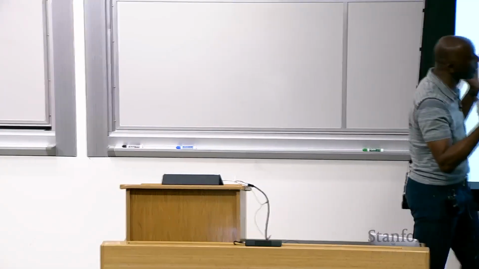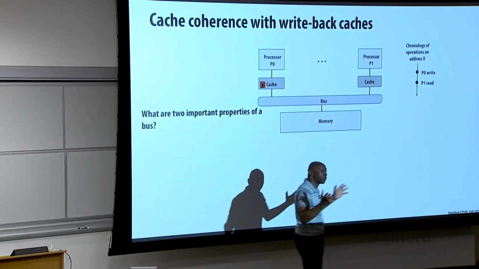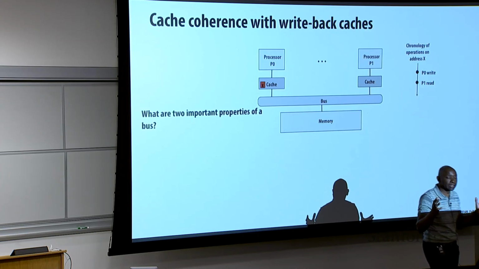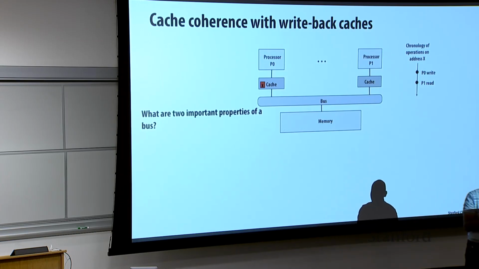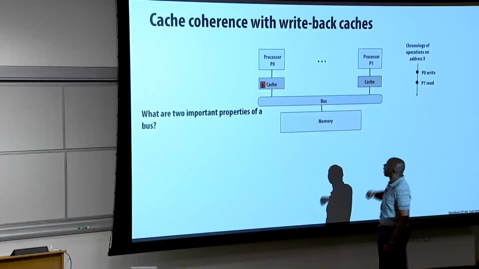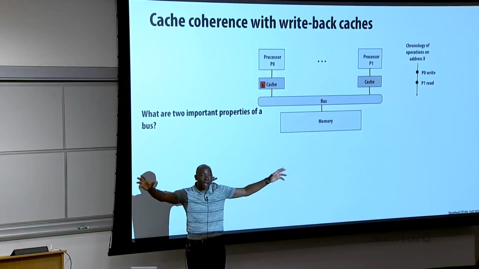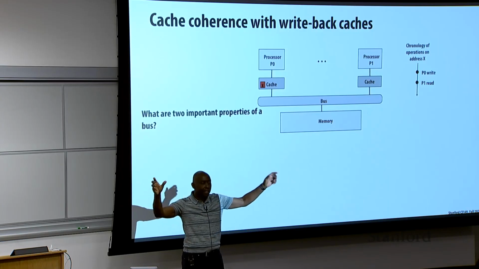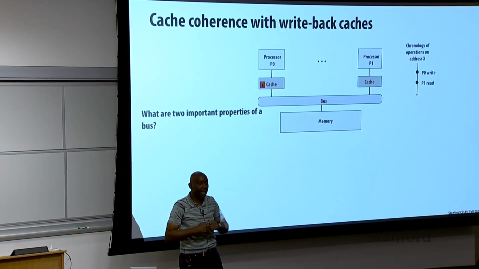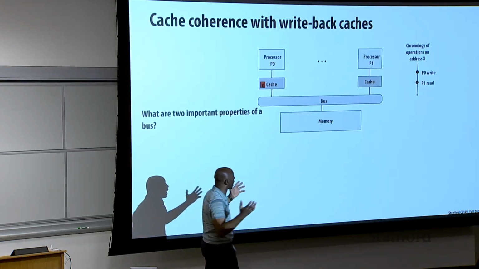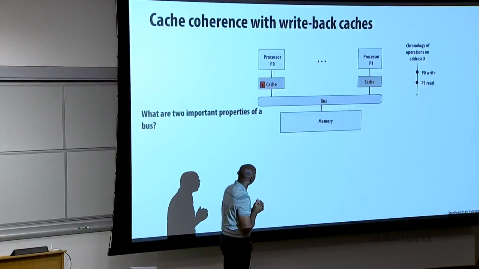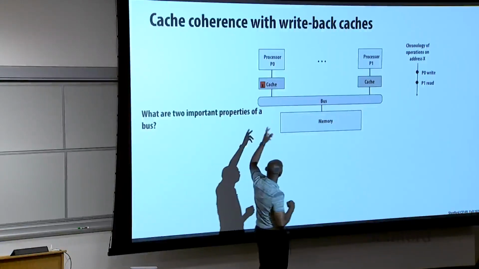So we said we could implement cache coherence with write-through caches, but that had performance problems because every write that the processor makes appears on the bus, and the bus becomes a performance bottleneck. So in a write-back cache, we have this problem that each individual processor has its own cache, and if everybody is writing into that cache in a write-back fashion, then of course we have an incoherent system.